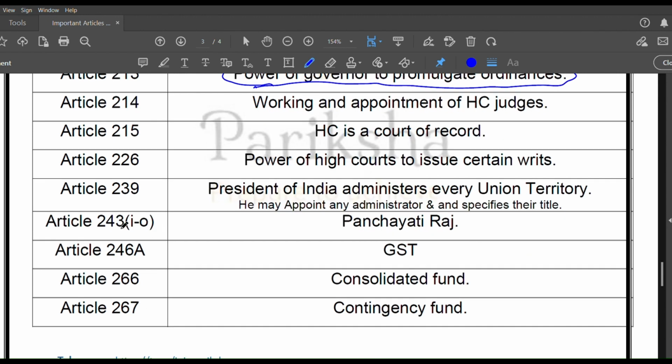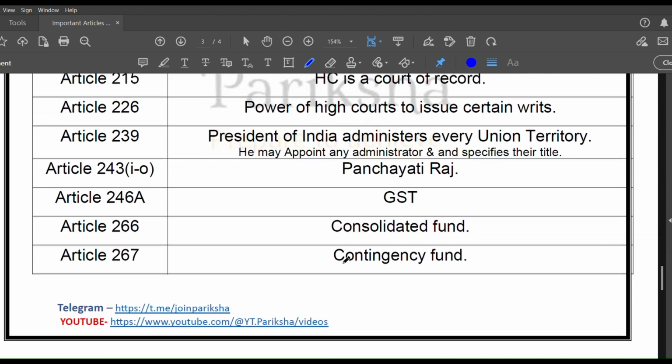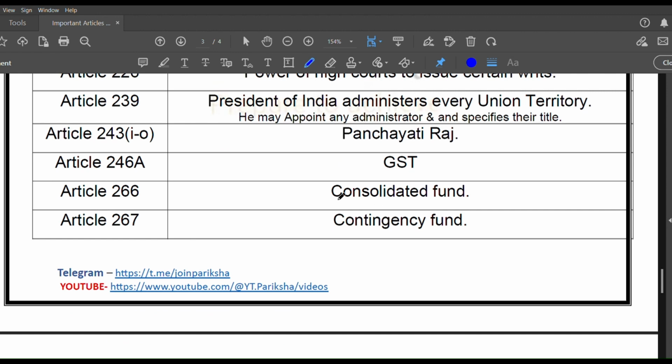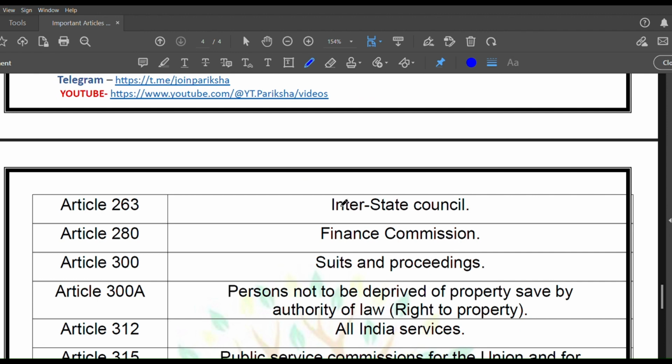Article 243, from clause I to clause O, we talk about Panchayati Raj. Article 246A, we talk about GST. Article 266 talks about the Consolidated Fund of India, from where we manage the salaries and other emoluments of Supreme Court judges, High Court judges, and other officers. Article 267 talks about the contingency fund, of which the President has the power to use in case of disaster. Article 263 is the Interstate Council. Article 280 is the Finance Commission.